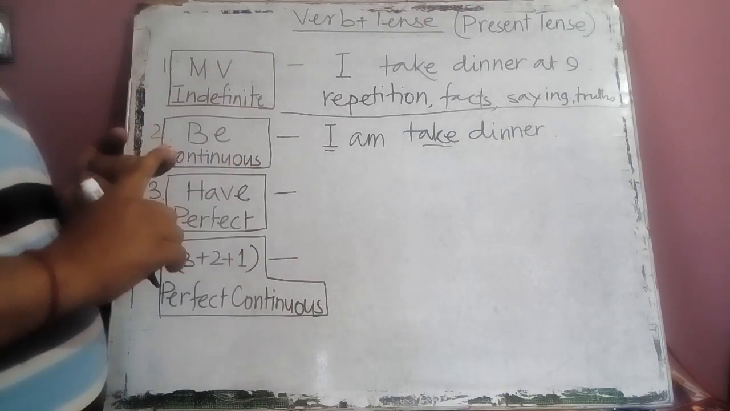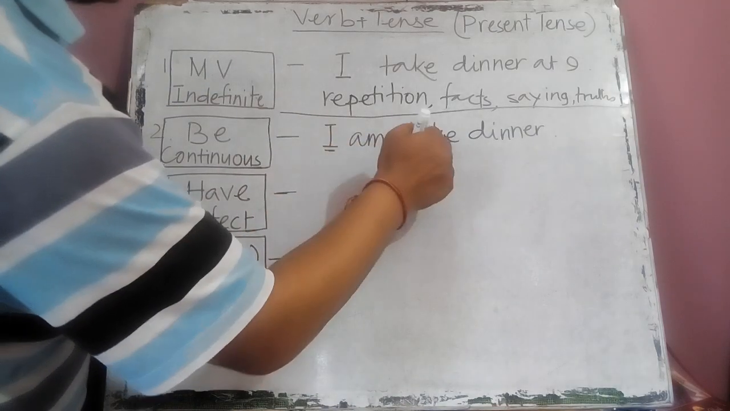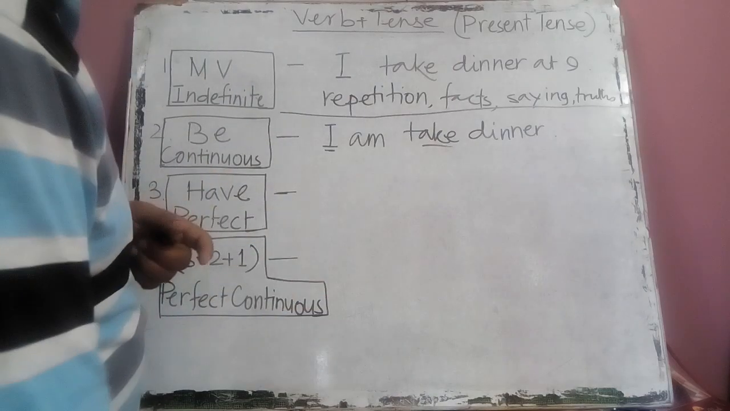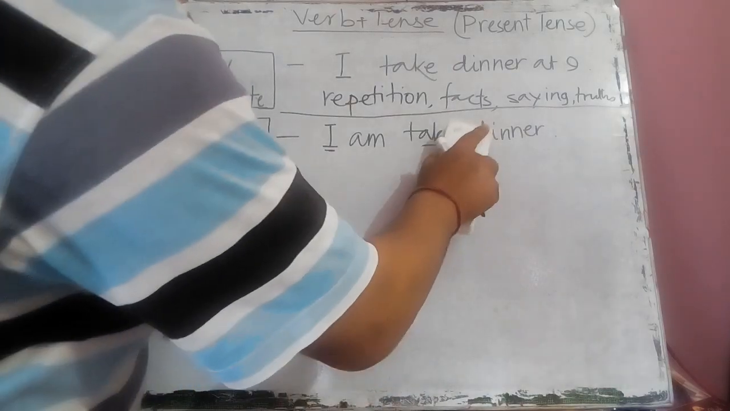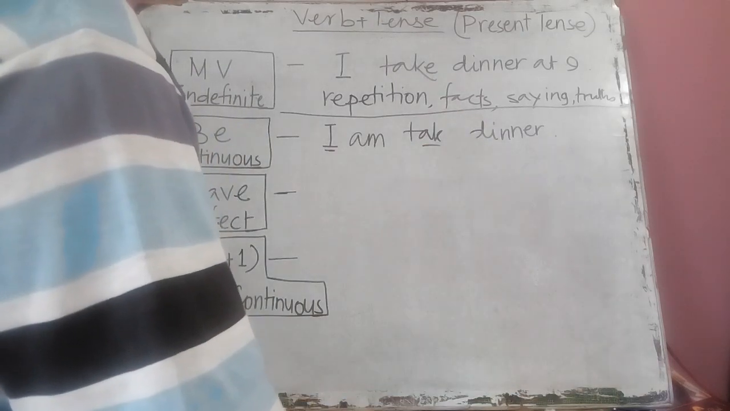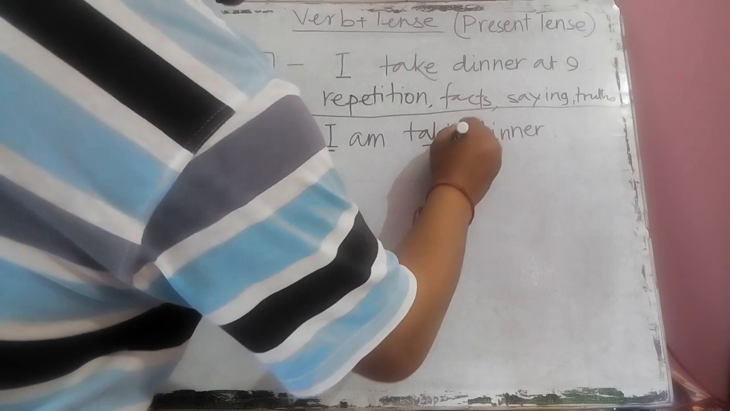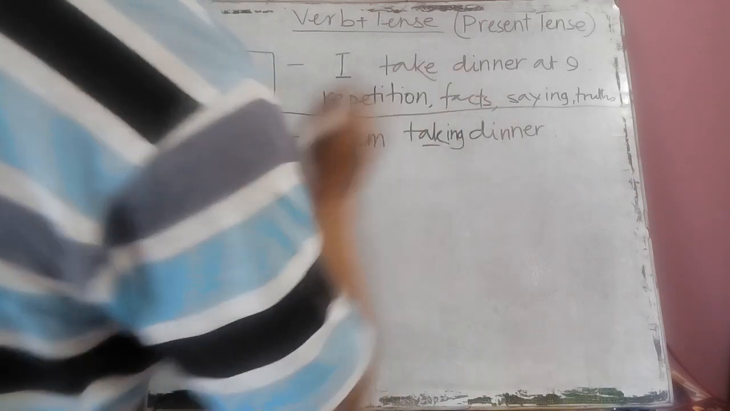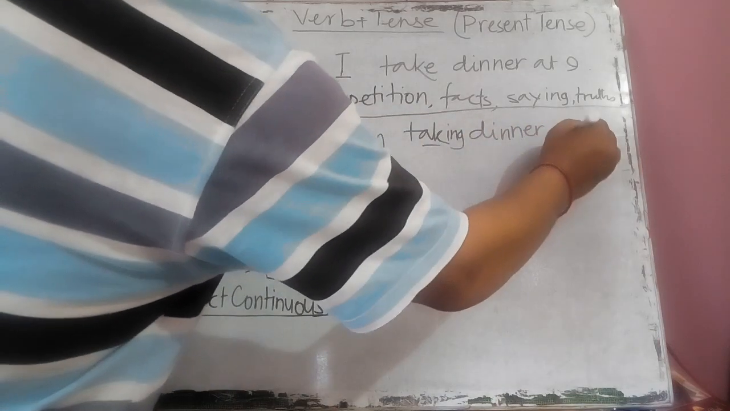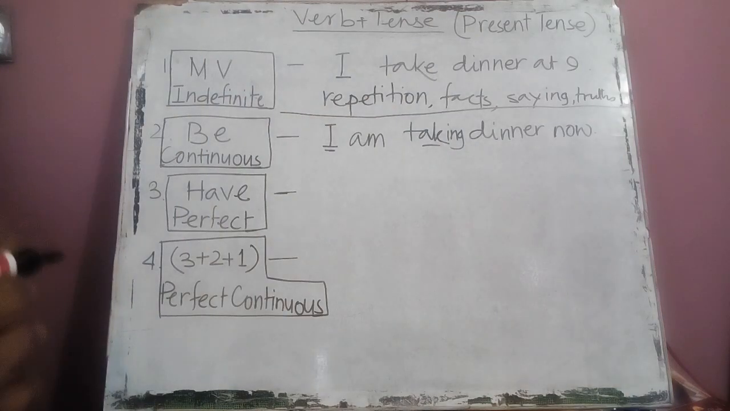Some changes take place with the second verb. The second verb is take, or with the main verb. So here too we are going to make certain changes. In case of be verb, the change that takes place is in the form of ing. So we write, I am taking dinner. You may use now here. I am taking dinner now.